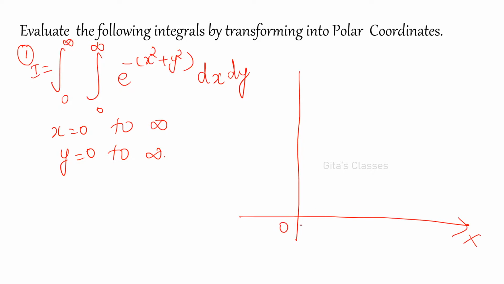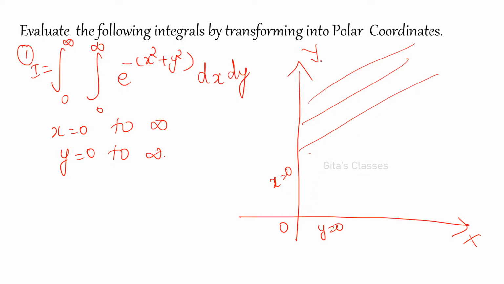Otherwise, finding the limits will be very difficult without drawing the region. See, this is the line y is equal to 0. This is the line x is equal to 0. Right? So, this is the y axis. So, the entire first quadrant will be our region because x varies from 0 to infinity.